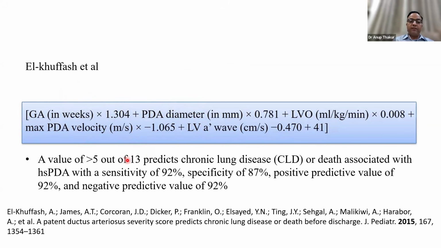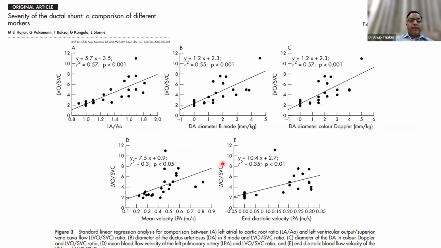So total out of 13, if it is more than 5, then this duct is more likely to be a hemodynamically significant PDA, and it can predict the bad outcome of chronic lung disease or death with a sensitivity of 92% and specificity of 87%.